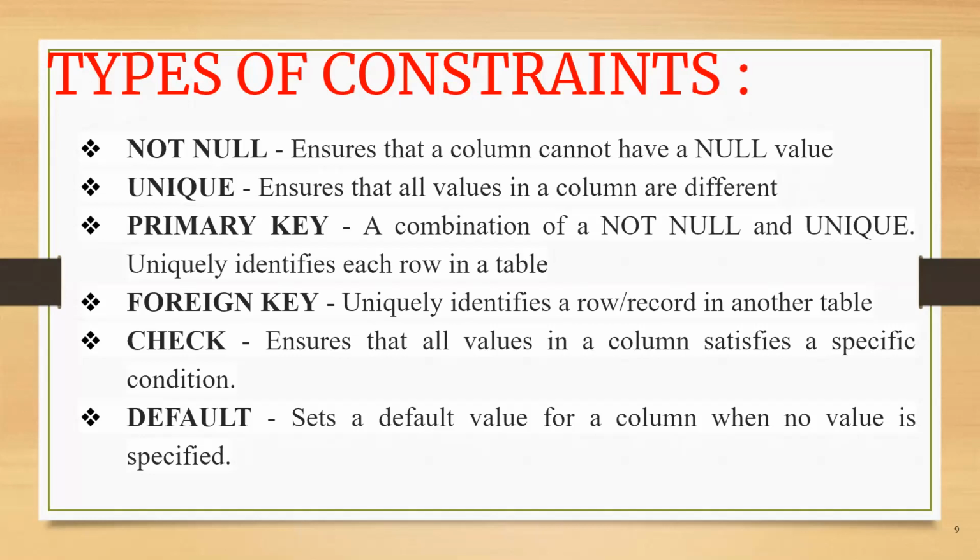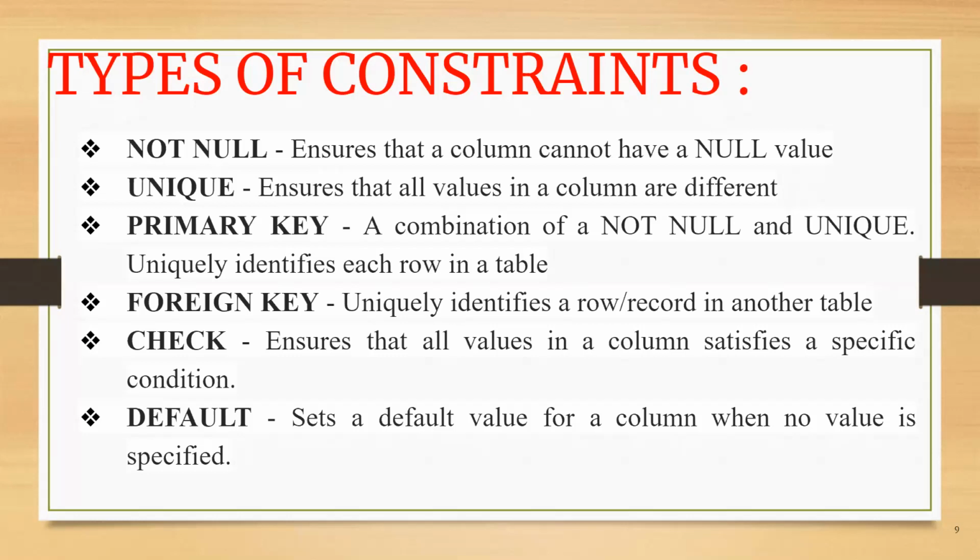When we talk about constraints, they can at times be column level constraints or table level constraints. Column level constraints are applied to a column, and table level constraints are applied to the whole table. So let us see what are the types of constraints. The very first type of constraint is not null. Whenever we talk about not null, it ensures that a column cannot have null values. Second, we have unique. It ensures that all the values in the column are different. That is nothing but unique.